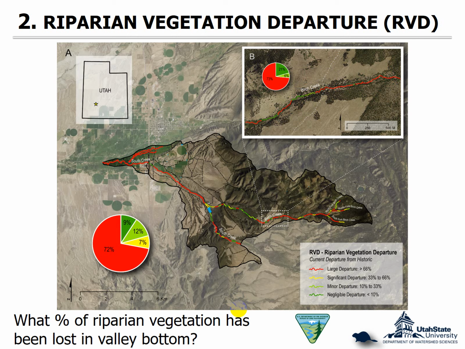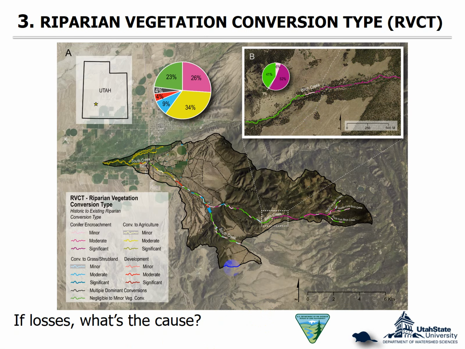Then within that, let's compare the riparian vegetation that's there now with what was potentially there historically. And we can look at the percent departure. What we're seeing throughout large swaths of Birch Creek here is that much of the creek has had very, very large departures from what that native vegetation might have been historically. But we can take a closer look at that and say, well, what kind?